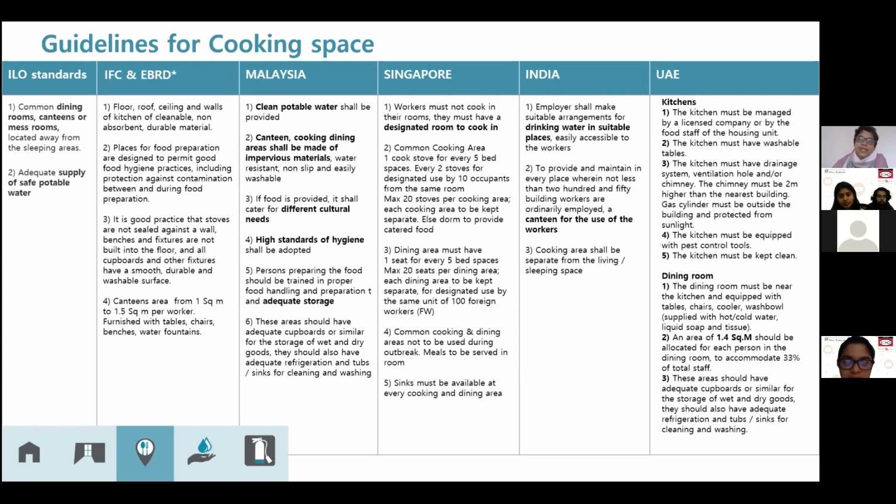In India, they have mentioned a canteen for the use of workers, but it's worded so that we understand it is more for the site rather than the residential part of it. They have mentioned drinking water in suitable spaces, potable water, but there has been no mention of the area per person or how the dining should be. Nothing is mentioned.